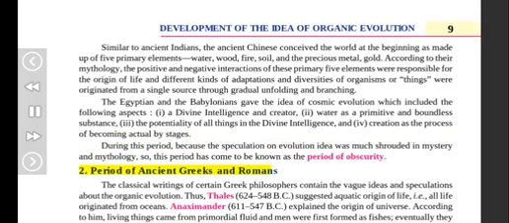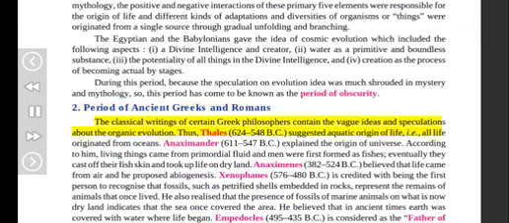2. Period of ancient Greeks and Romans. The classical writings of certain Greek philosophers contain vague ideas and speculations about organic evolution. Thus, Thales, 624 to 548 BC, suggested an aquatic origin of life, i.e., all life originated from oceans. Anaximander, 611-547 BC, explained the origin of the universe. According to him, living things came from primordial fluid and men were first formed as fishes. Eventually they cast off their fish skin and took up life on dry land.